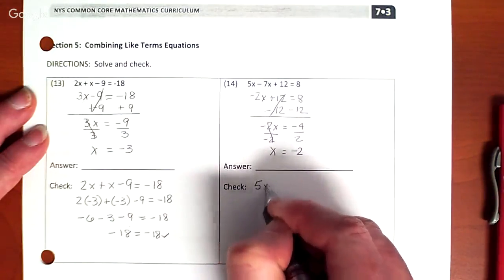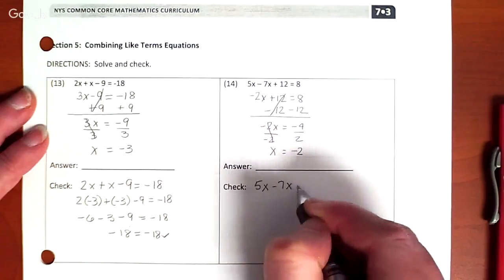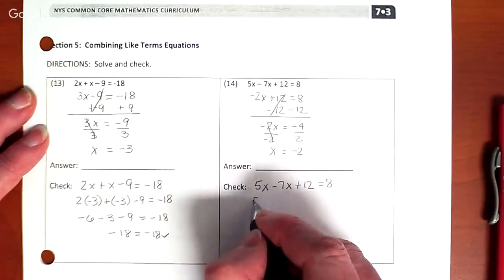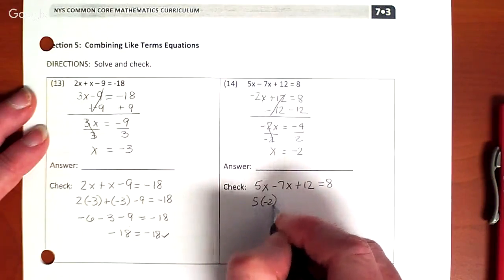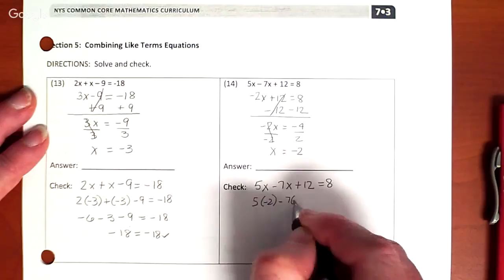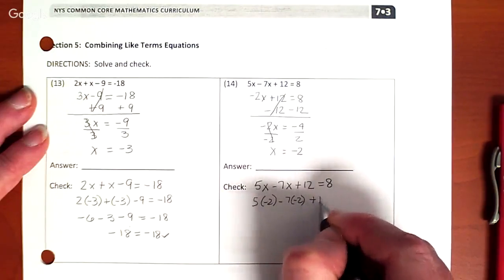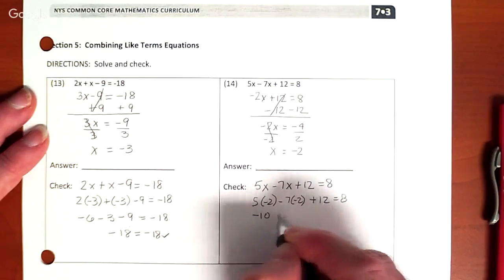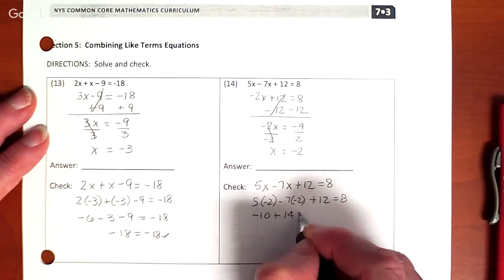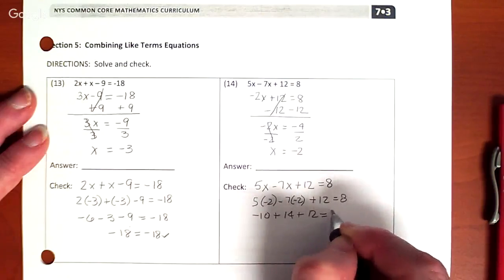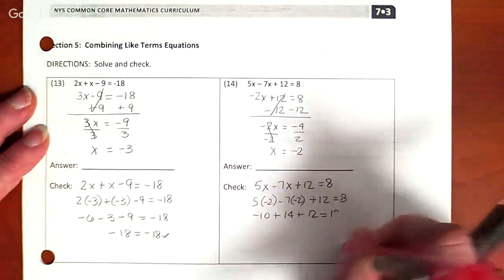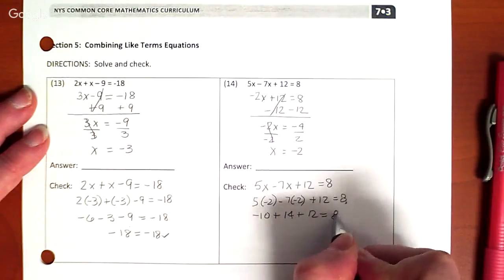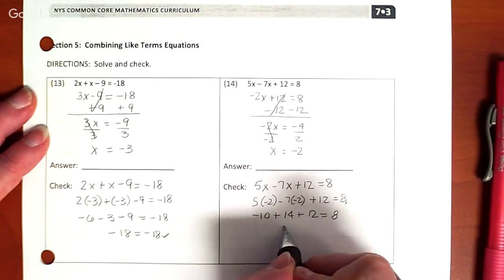We have 5x minus 7x plus 12 equals 8. So 5 times negative 2 minus 7 times negative 2 plus 12 equals 8. So we have negative 10 plus 14 plus 12 equals 18. Equals 8. So we have 4.